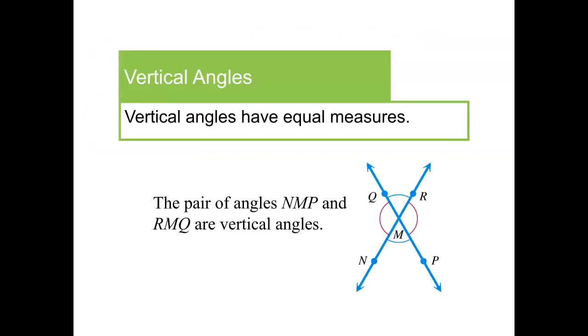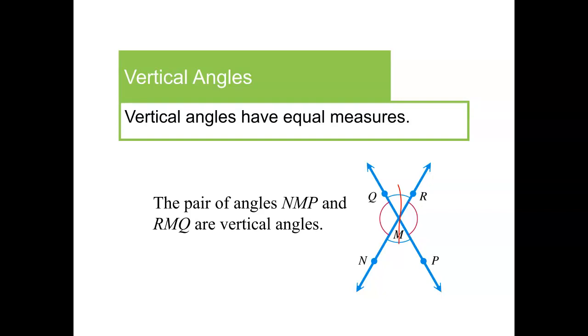So the first thing we have is called vertical angles. When we have two lines that intersect, we create four angles out of that intersection. Vertical angles are the angles that are across from each other, the ones on opposite sides of that intersection. Those are called vertical angles. Those will be congruent. They will have the same measure.